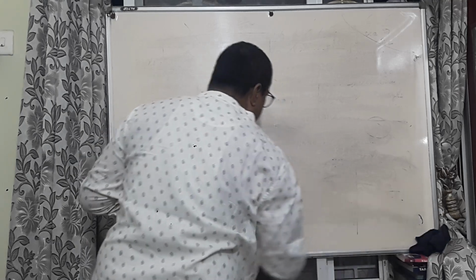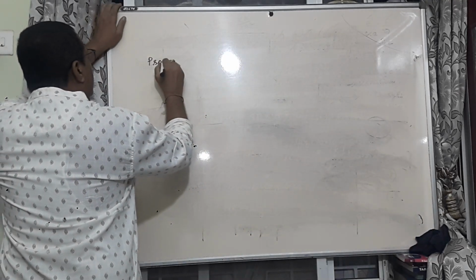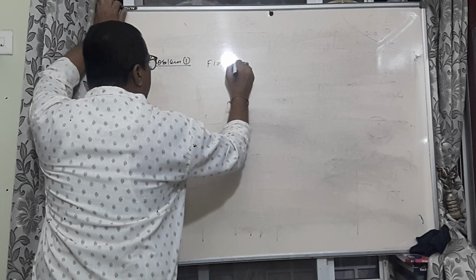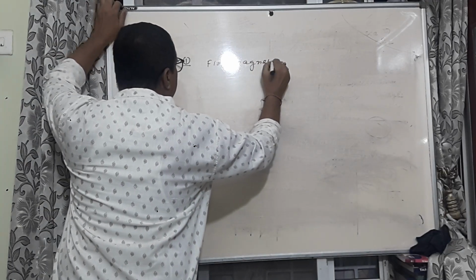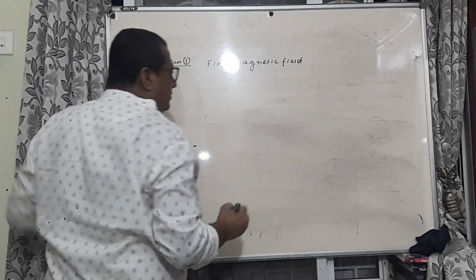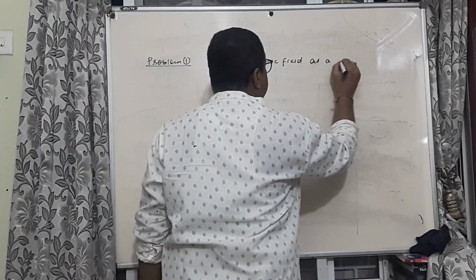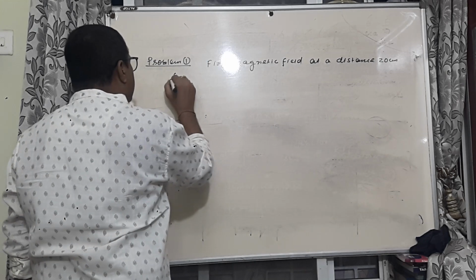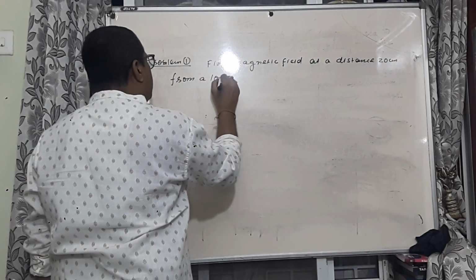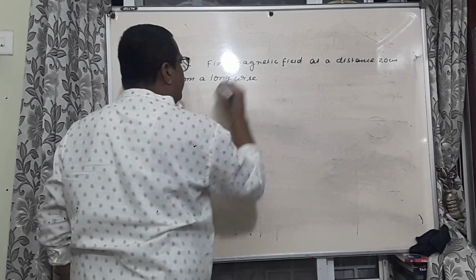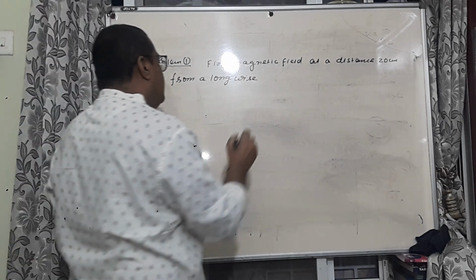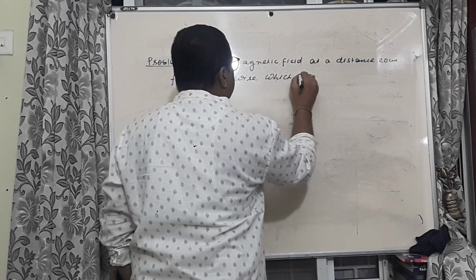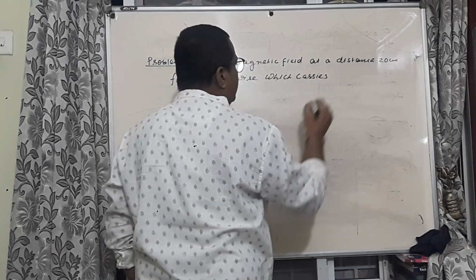Problem 1. Find the magnetic field at a point at a distance 20 centimeter from a long wire which carries 10 ampere current.